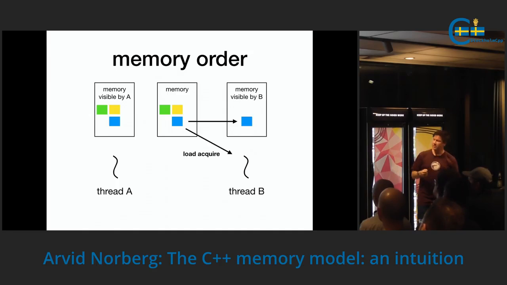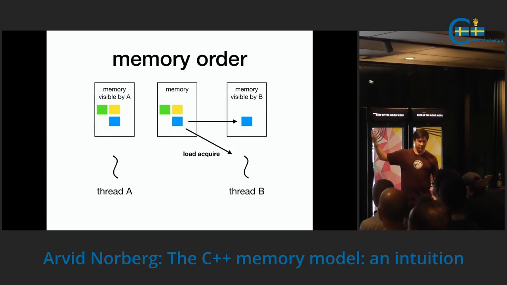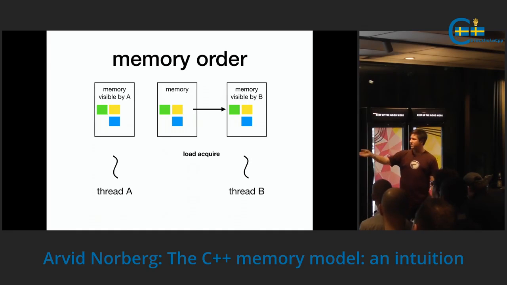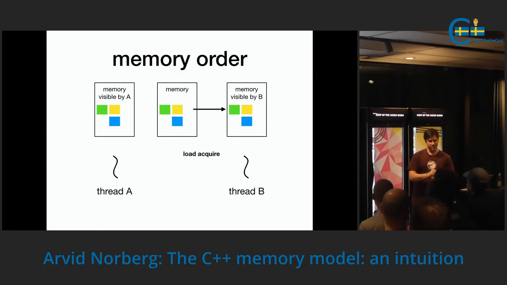Thread B then executes a load acquire. It's loading from this atomic variable, the blue one. Its value becomes visible to thread B, but in addition, all of the other memory updates that thread A has made will also become visible, because it acquires that memory. Just a clarification: this is the memory model. It's not the physical memory that is promised to be written to. It could still be in cache or.